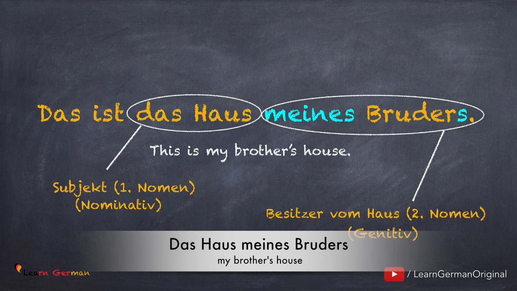There is another tip how you can remember when to use the genitive case. Like in English, we use the apostrophe s for something to show belonging, in this case, my brother's house. Then you would use genitive. Instead of using the apostrophe s, you put the noun next to the first noun. Let's look at another example.